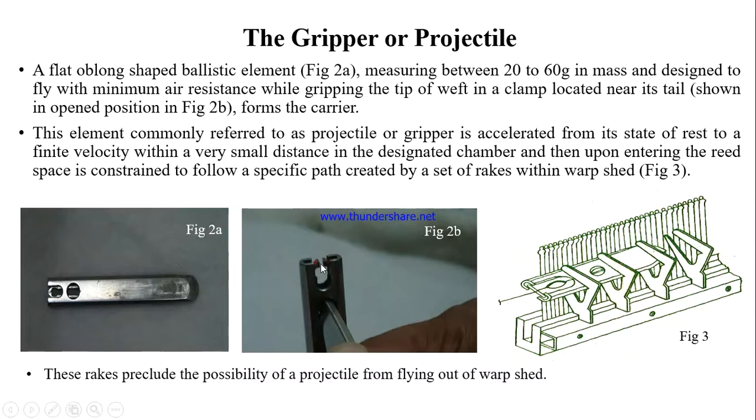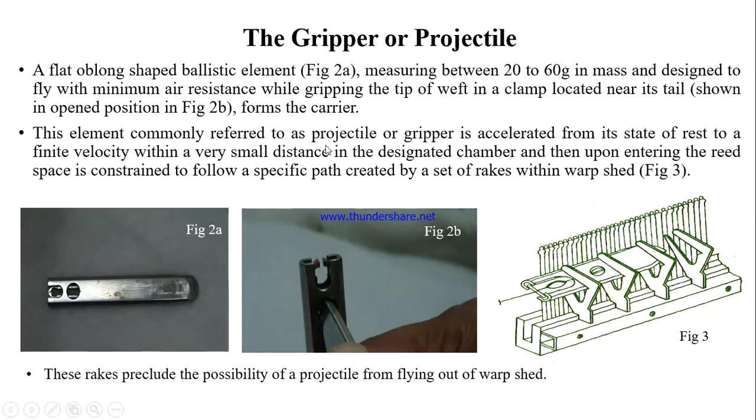Okay, so this is the open position. As soon as it is open, there will be space, and inside this space the yarn will be inserted and that will be gripped. Okay, after gripping of the yarn, the projectile is inserted in the shed for the weft insertion. The weight of the projectile is between 20 to 60 gram, very less in mass, like just a bullet of a rifle, and designed to fly with minimum air resistance while gripping the tip of the weft in a clamp located near its tail. Okay, shown here in this figure in open position from its carrier.